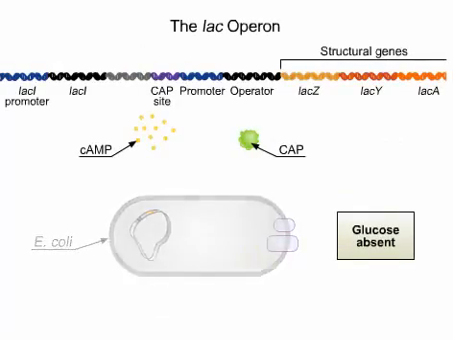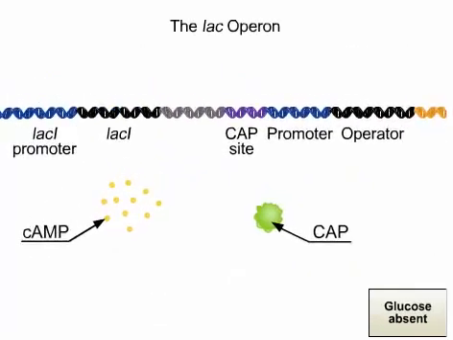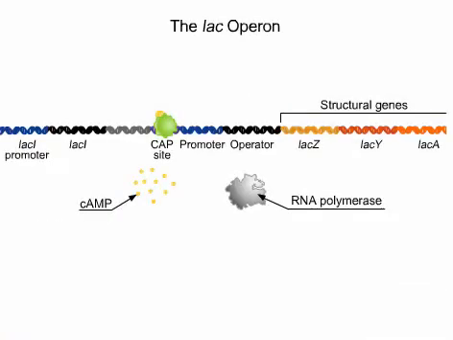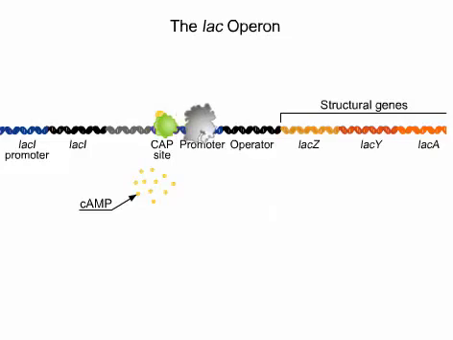Cyclic AMP molecules bind to proteins called catabolite activator proteins, or CAPs for short. When a CAP binds to a cyclic AMP, it can then bind to a site near the Lac Operon's promoter called the CAP site. CAP facilitates a functional interaction of RNA polymerase with the promoter and thereby stimulates transcription. This is an example of positive control in which the binding of a protein, in this case CAP, activates transcription.